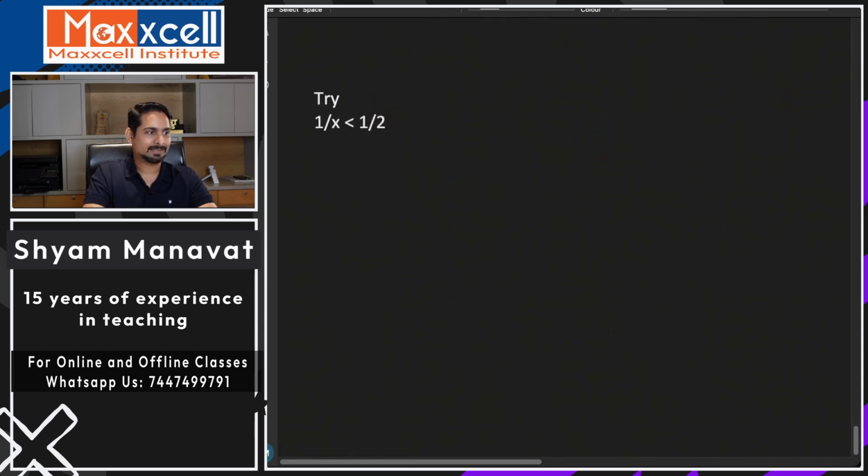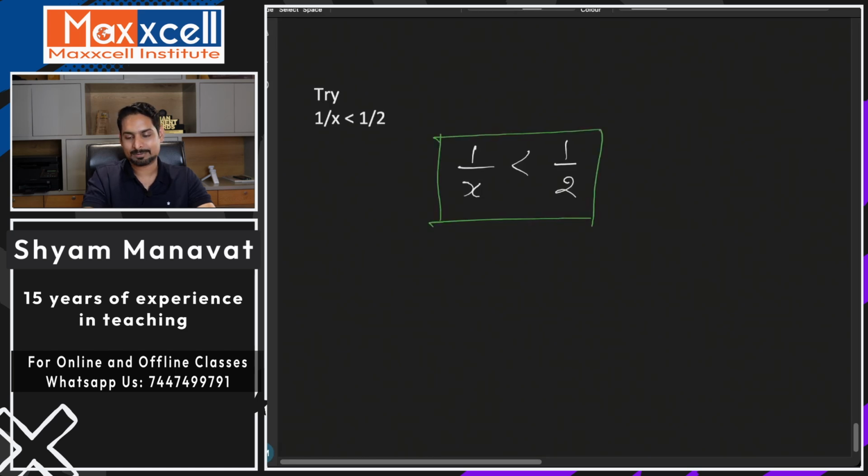Now, I have this question for you. Let me write this properly. So 1 upon x less than 1 upon 2. I want you to solve this and write the answer in the comment box. Let me see how many of you are able to solve this. I will reply to your answer, so you will get to know which answer is correct.